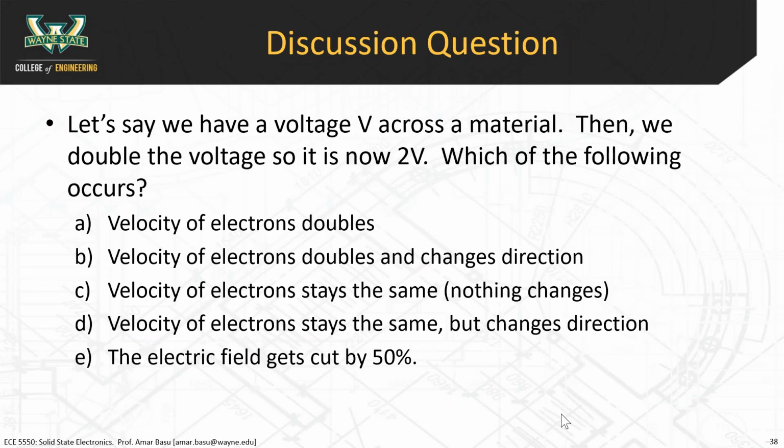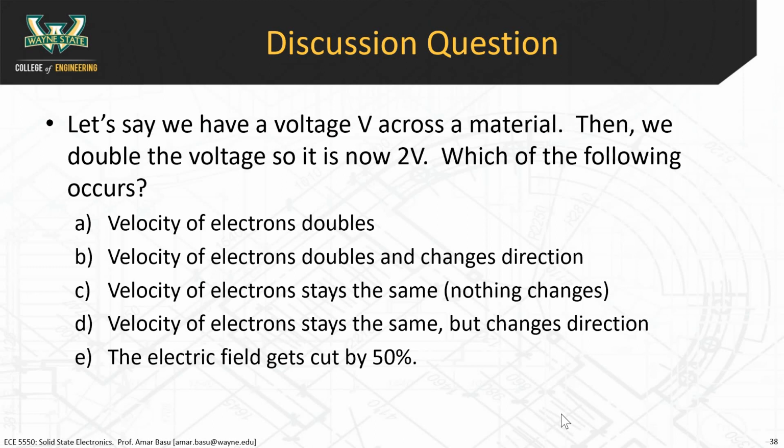So this is a discussion question. Let's say we have a voltage V across a material. Then we get some current, and then we double the voltage to 2 volts. Which of the following occurs? The velocity of the electrons doubles; the velocity doubles and changes direction; the velocity stays the same; the velocity stays the same but changes direction; or the electric field gets cut by 50%.